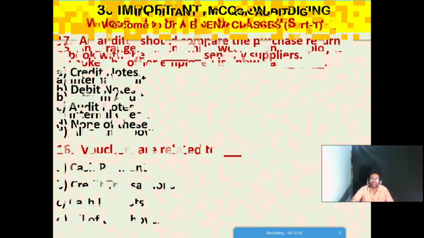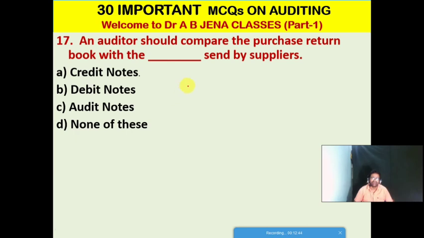So next one, MCQ. An auditor should compare the purchase return book with what sent by suppliers. A. It's credit notes, B. It's debit notes, C. It's audit notes, D. It's none of these. So friends, A is the right option for this MCQ. An auditor should compare the purchase return book with the credit notes sent by the suppliers. So A is the right option for this MCQ.